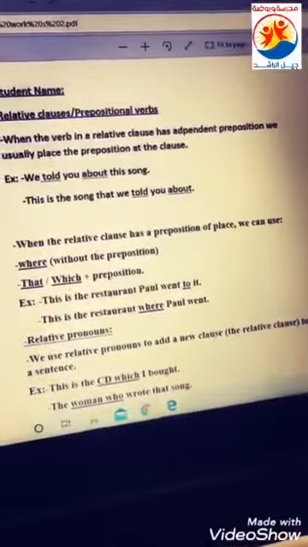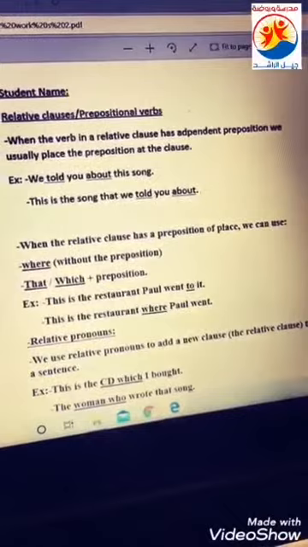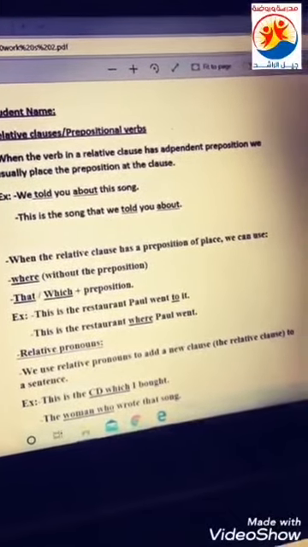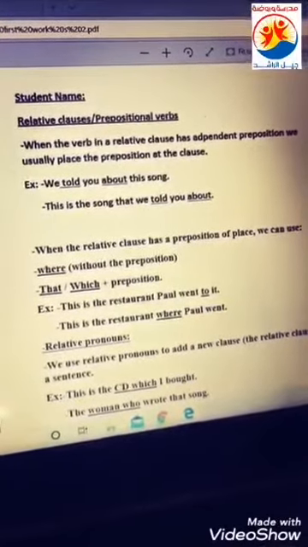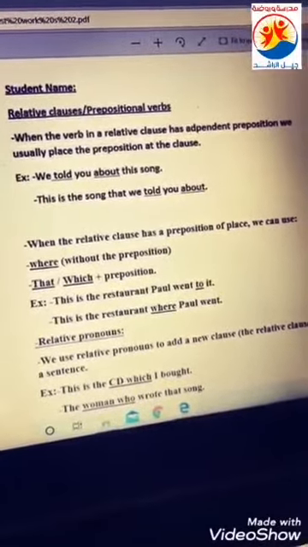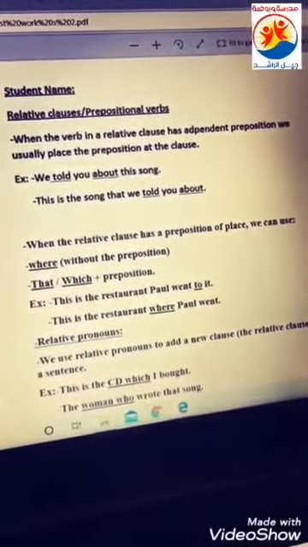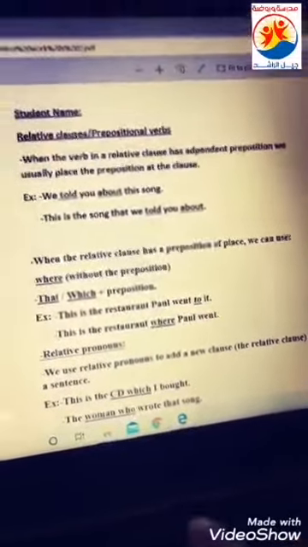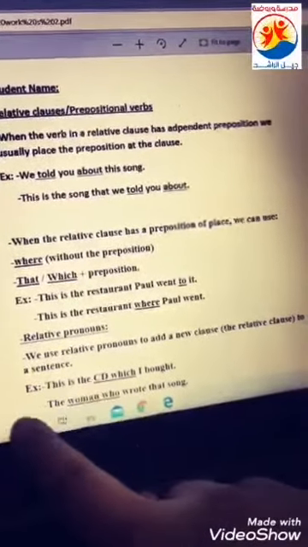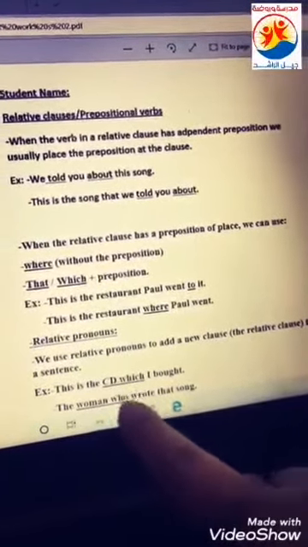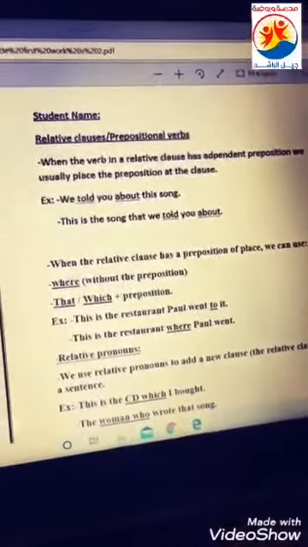Relative pronouns. We use relative pronouns to add a new relative clause to a sentence. Like, this is the CD which I bought. The woman who wrote that song. When we say this, we used which here because the CD is a thing, and here, the woman who. We used who because we're talking about a woman. It's just like a person.